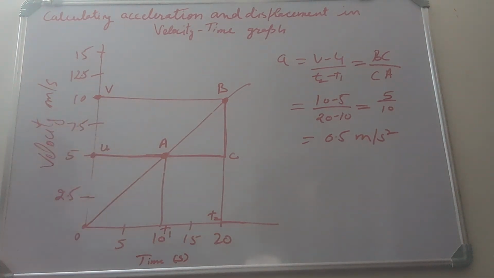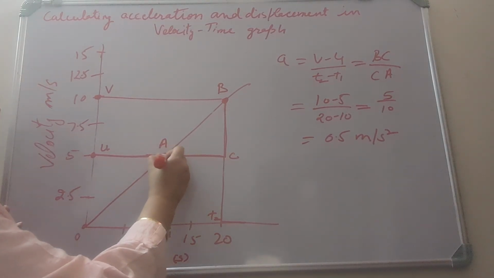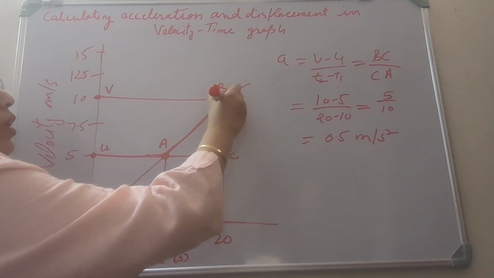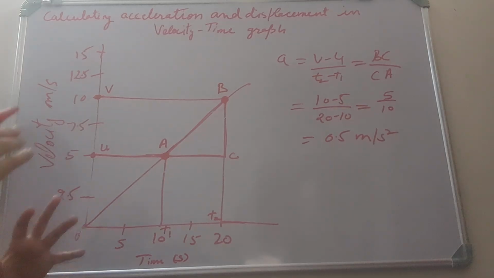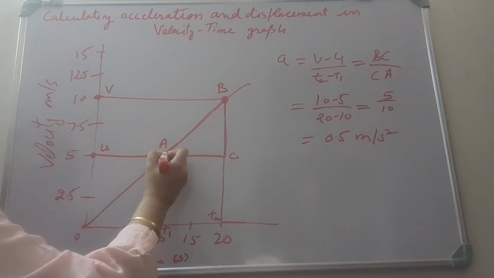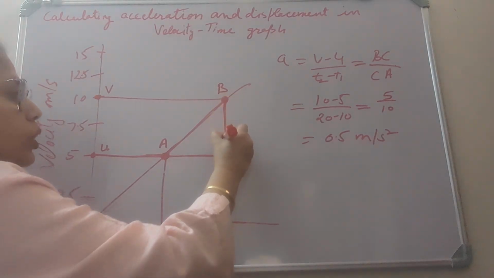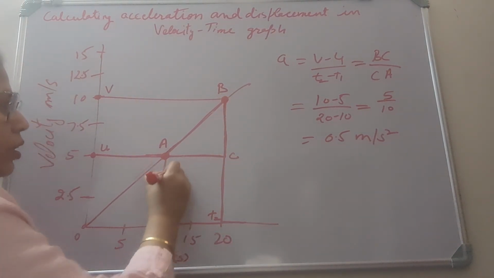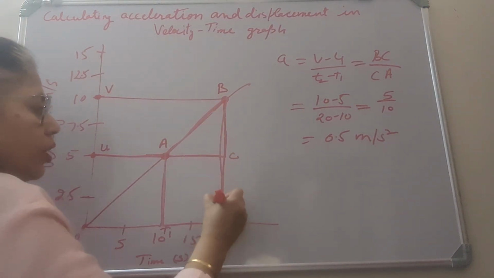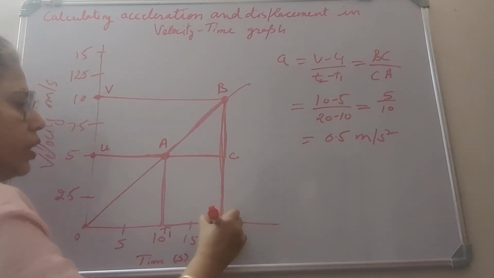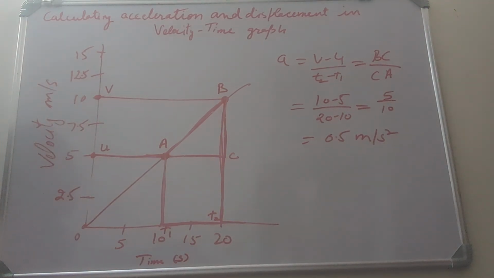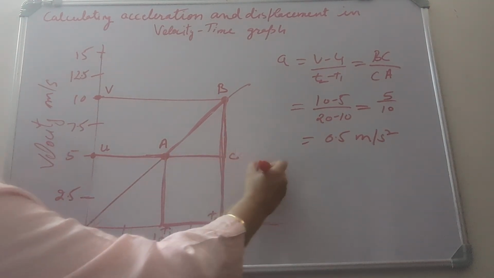Now how can you determine the displacement of an object? Here at A, this is at B. We are taking two instances, at 5 and 10. So our displacement is this. It is a trapezium. As you realize, it is a trapezium.